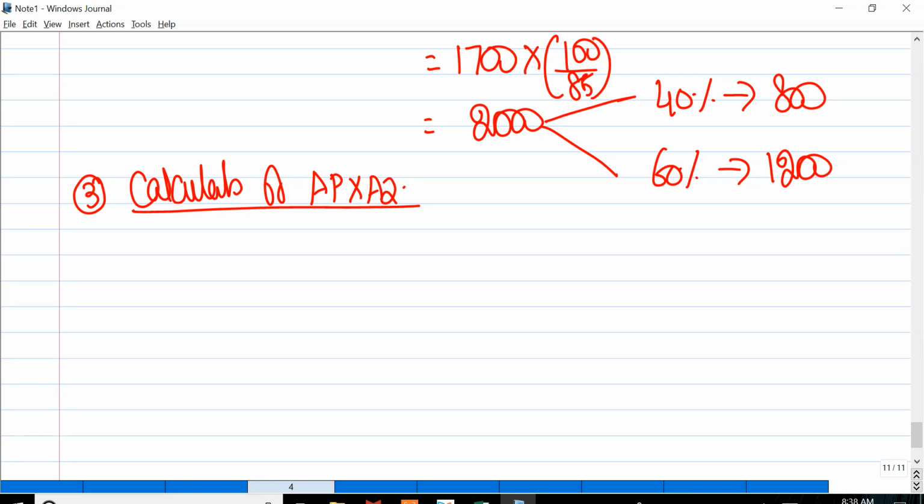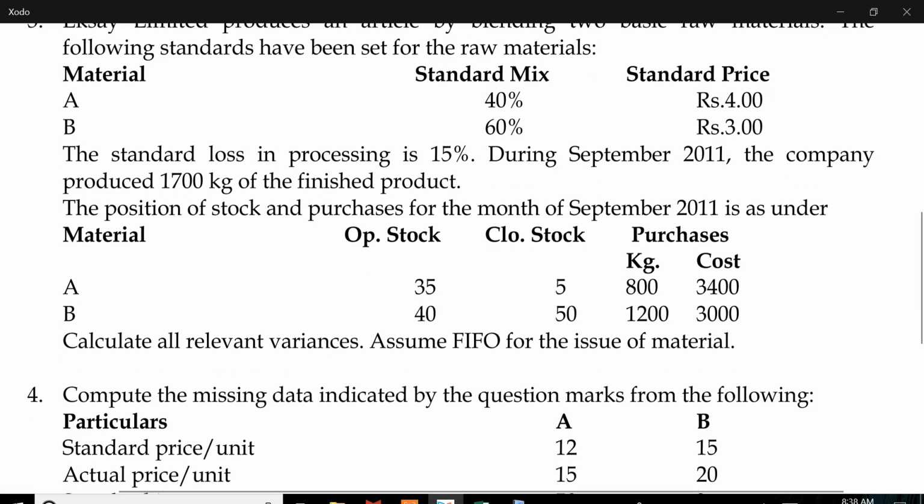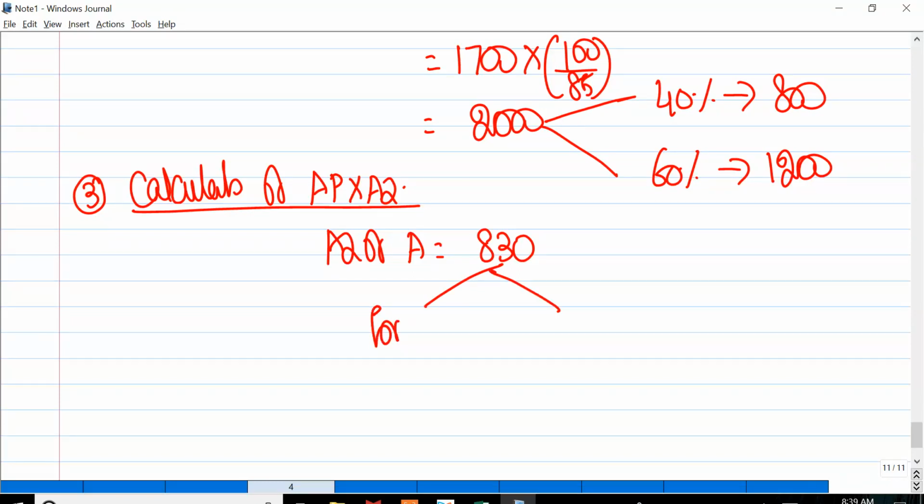Now listen, what is the actual quantity of A we had written earlier? 830. They have said assume FIFO for the issue of material. When it's FIFO, of this 830 units consumed, first I would have consumed the 35 units of opening stock, and the balance 795 is consumed from the current year purchase, and 5 is the closing stock. In FIFO, you consume the opening stock first and then the current year purchases. So of the 830 units, from opening stock you got 35 kgs, and from current year purchases 795 kg. Any doubts on this?